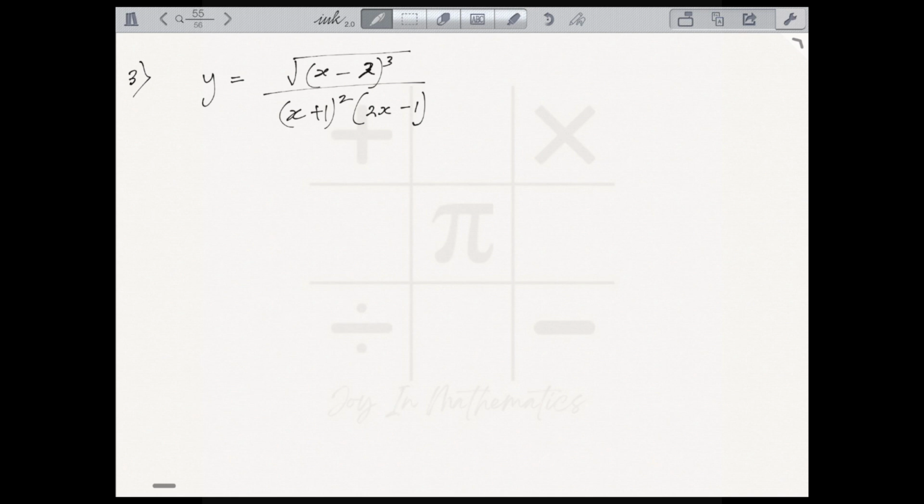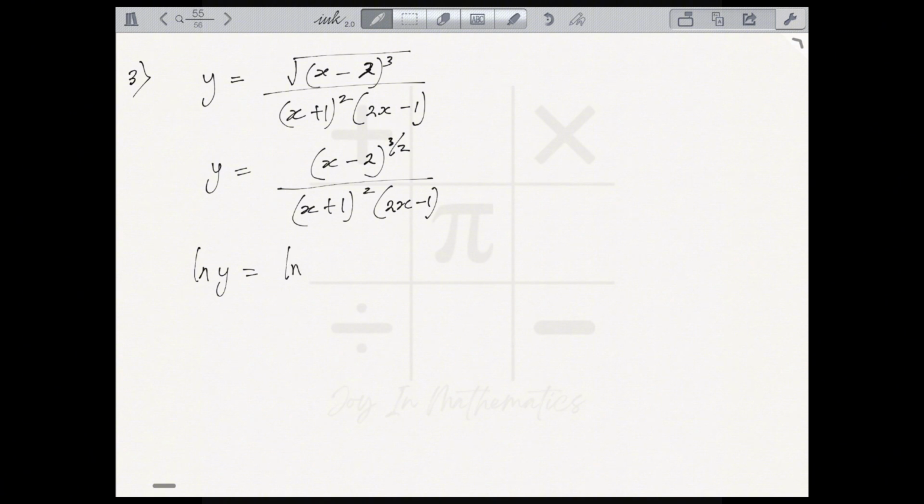Now let's rewrite this function well. So we have this to give us x minus 2 raised to power 3 over 2, applying the law of indices, divided by x plus 1 squared and 2x minus 1. Now the first step to do is to take natural logarithm of both sides. So we have ln y is equal to natural logarithm of x minus 2 to power 3 over 2 divided by x plus 1 all squared and 2x minus 1.